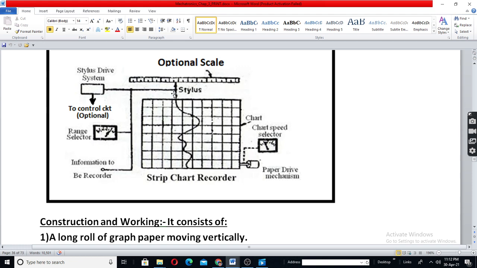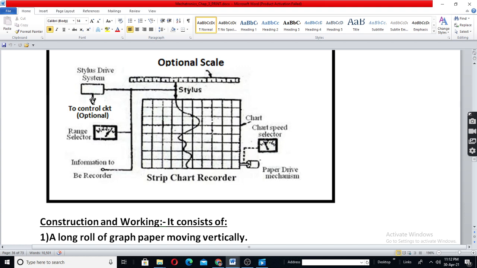Suppose you want to plot voltage versus current, voltage versus time, or say load versus time. If load is more, this ink will come here. Paper will be moving here. Now the mark is here. If the load is less, this will be here. So this will be zero. This is maximum high, say 10 kilowatt or 100 kilowatt. So a range selector is there here, say 10 kilowatt, 100 kilowatt.